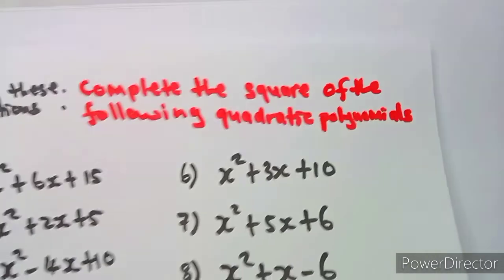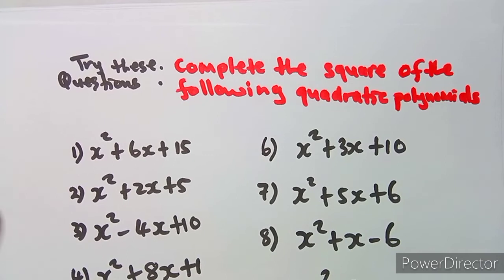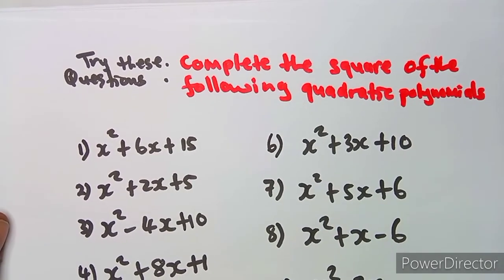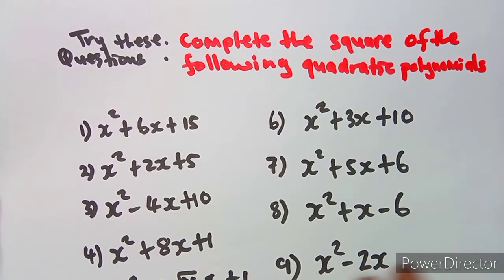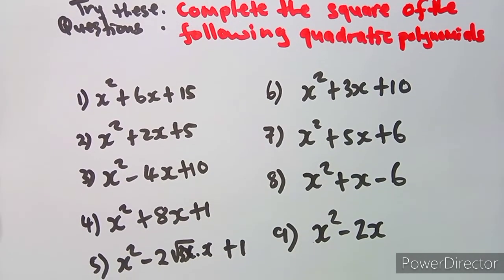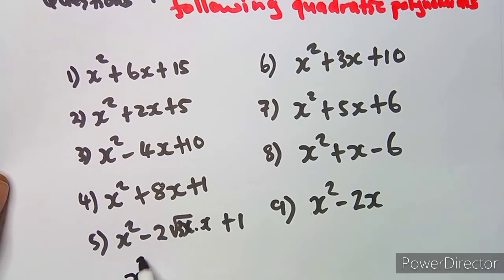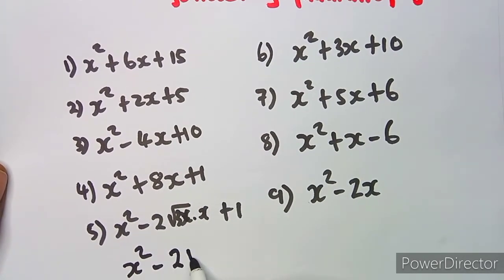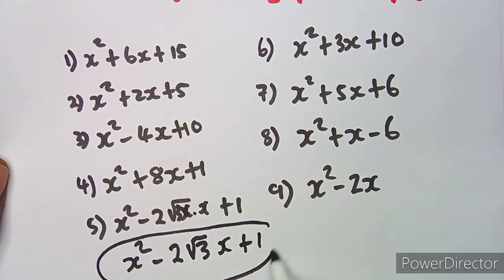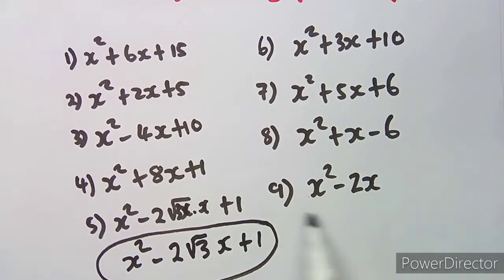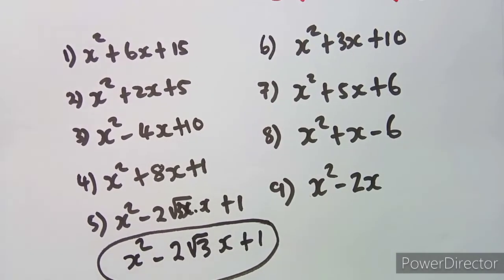Okay, so guys, I might end up finishing all the questions here. This is what I want you to do. I want you to try these questions. Just work on this and try. Just complete the square of the following polynomials that you are given. So just try, guys, and see from this. This is x squared minus 2 square root of 3, like this, x aside plus 1. Okay, so you can just try. As you can see, guys, I've explained what's happening there.